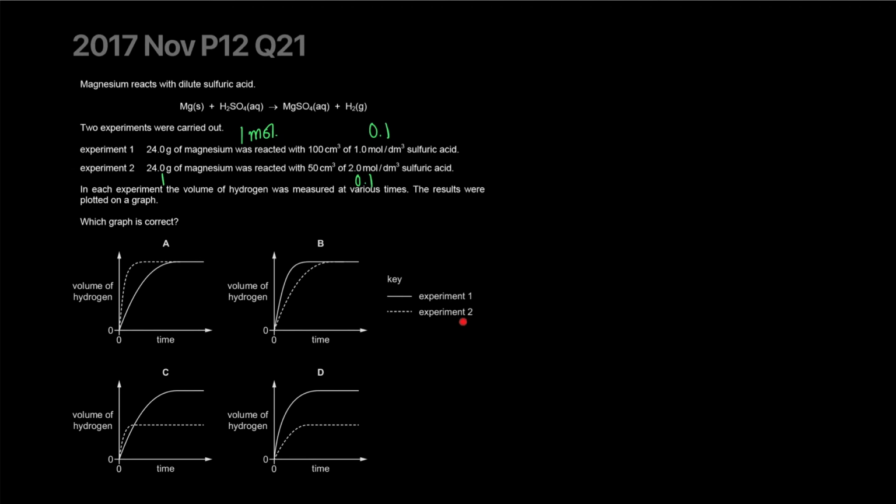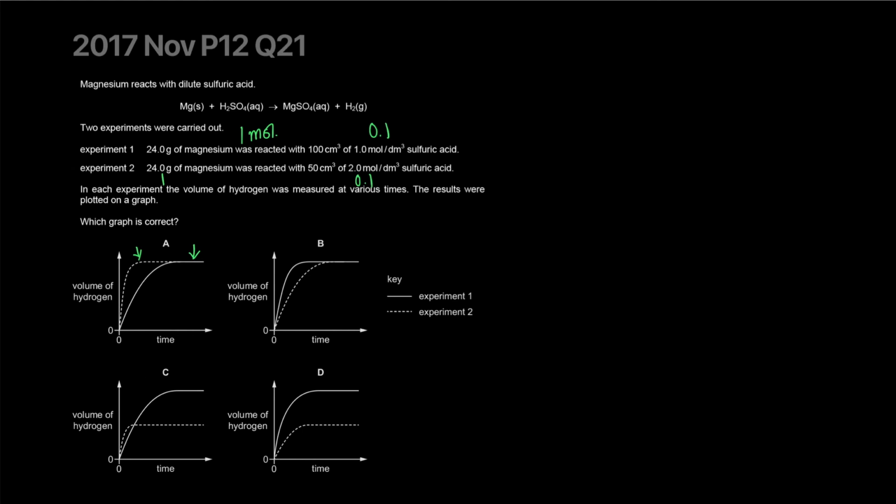Which one is experiment? Okay, the dotted line is experiment 2. I think A is correct. A looks correct because they're both finishing at the same height, but experiment 2 will be faster because it's more concentrated, right?